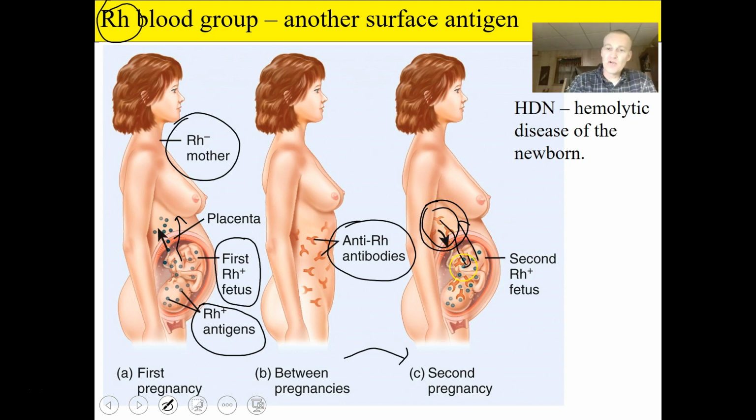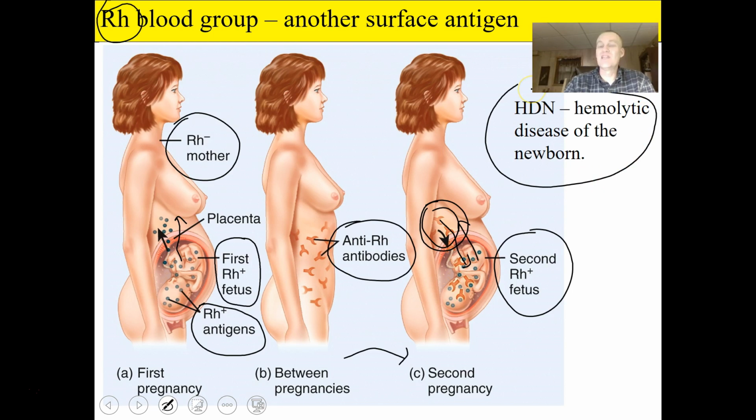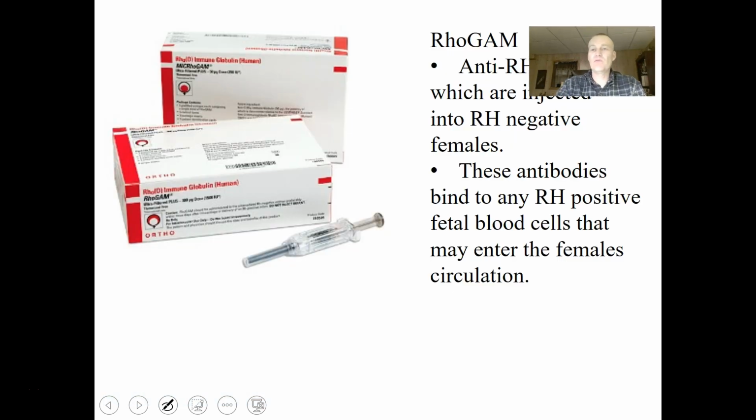Those antibodies will travel through the placenta, and they will actually try to destroy the blood cells of the fetus that's inside the mother. This causes hemolytic disease of the newborn, or HDN, and literally it can destroy the blood cells and therefore cause a baby to die or be stillborn or have major problems at birth. Okay, so we have a solution for that.